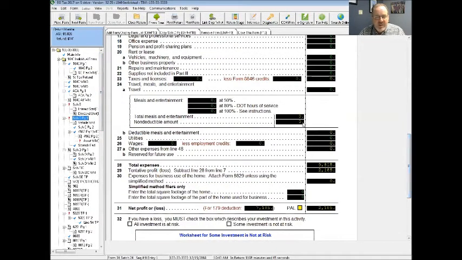Now, also remember, Section 179 does this for us. It says here net profit for 179 deduction. Again, we have to have a profit. The other thing we have to have a profit for is business use of home.